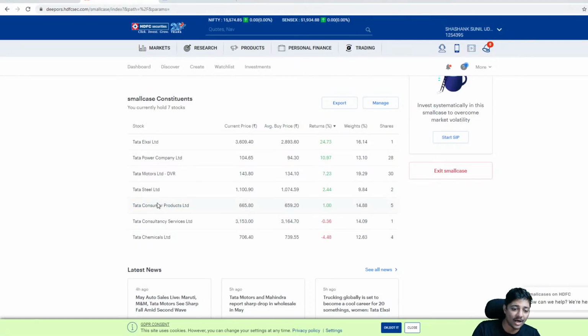Okay. After that, I have also taken a bit of Tata Consultancy Services, which is TCS, because this is just a high growth stock and it is good to have in your entire Tata future. And Tata Chemicals is working on the lithium ion battery infrastructure as well.